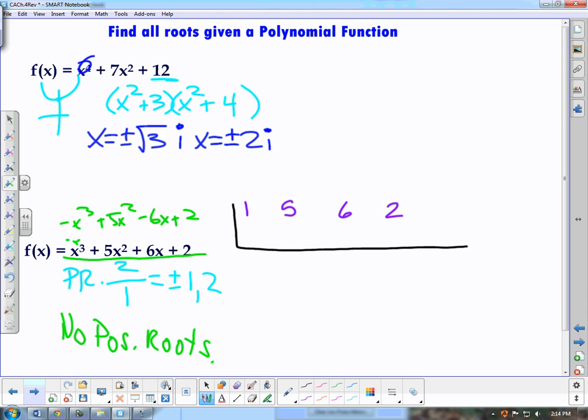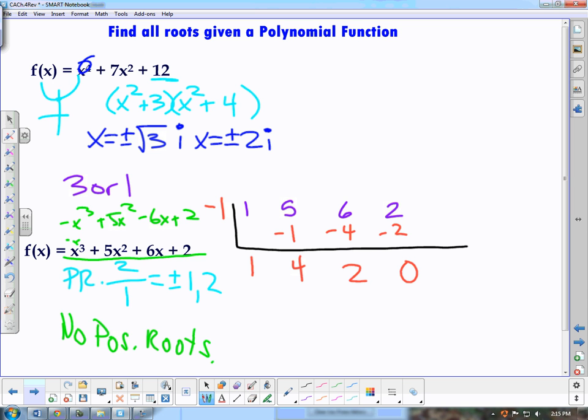So that is 1 sign change, 2 sign changes, 3 sign changes. So we have 3 or 1 negative roots. And so we're going to try a negative 1 first. This would be 1, negative 1, 4, negative 4, 2, negative 2, and we found our root.